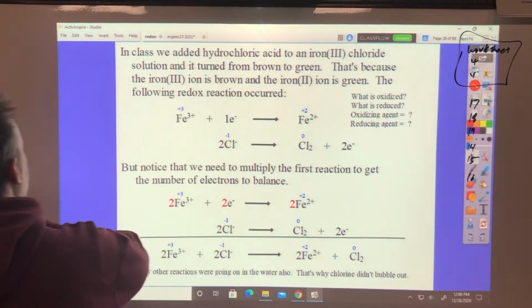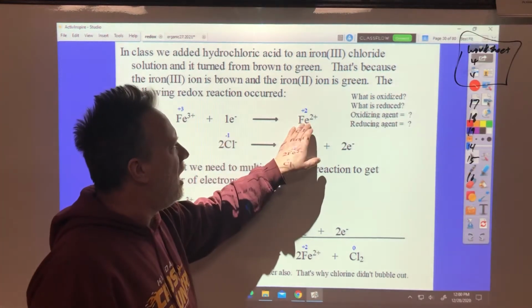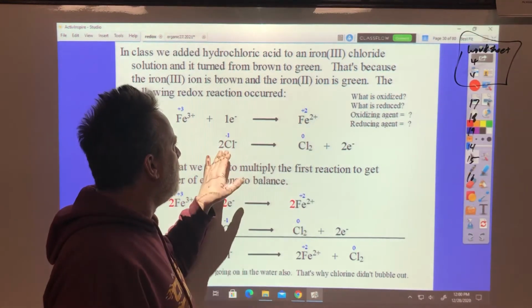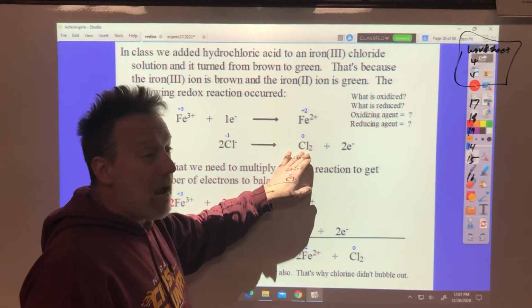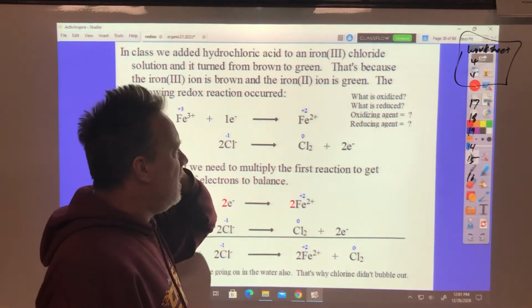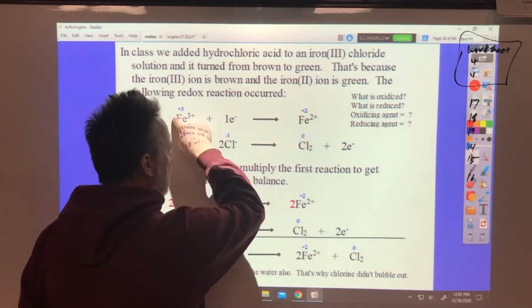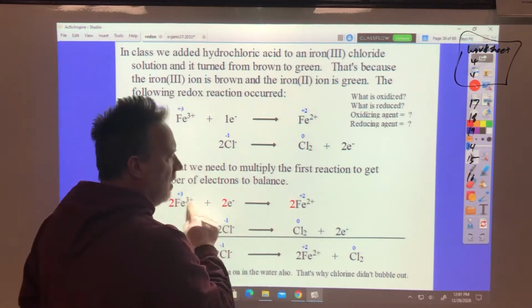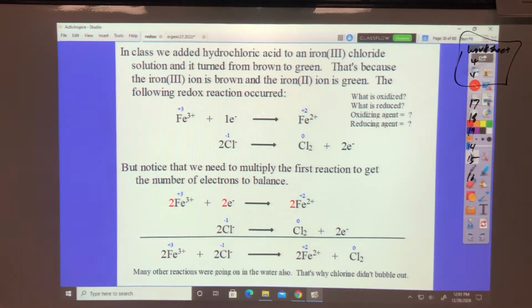But in that case, that was a redox reaction. Your iron 3 ion gained an electron and became an iron 2. Chloride ion lost electrons to become chlorine gas and released electrons. So I have to have 2 electrons to make this work, so I have to double this whole reaction here, and then add them, and I can get my redox reaction balanced.